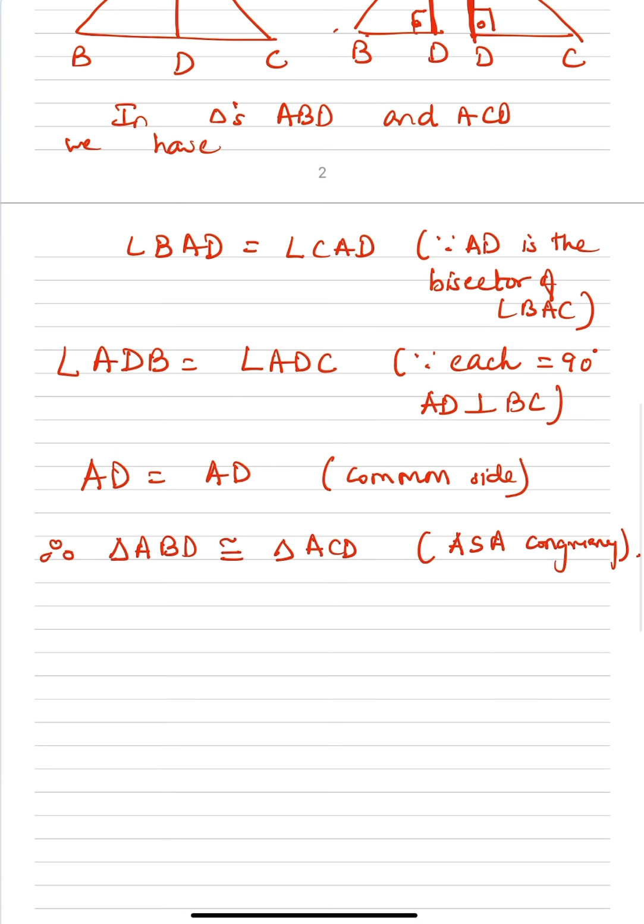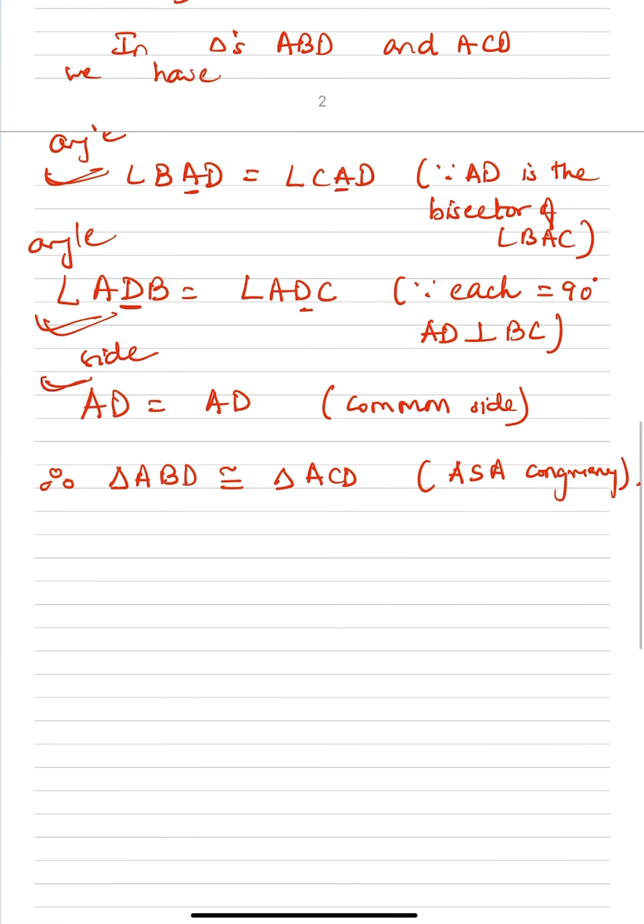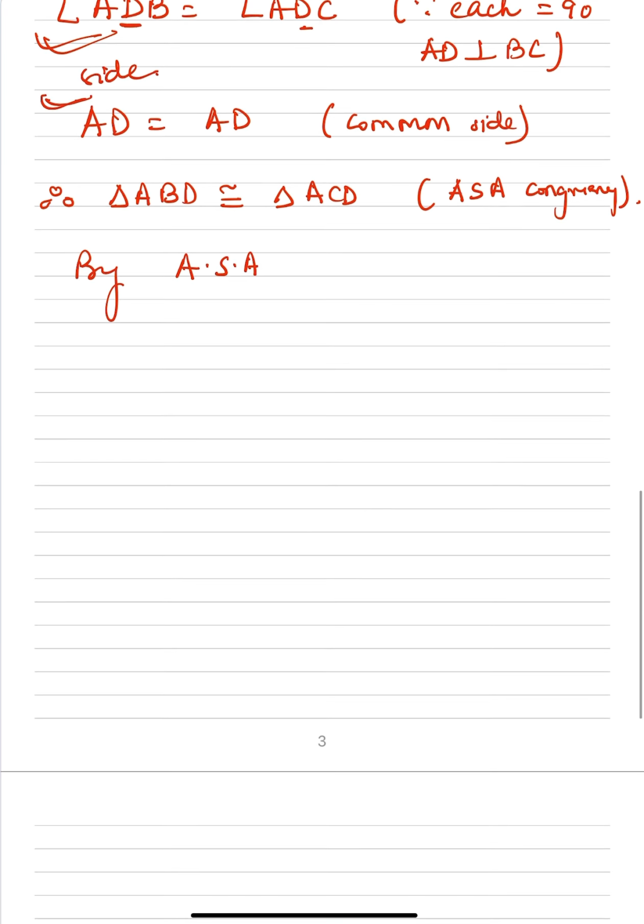How? Here we have proved angle A is equal to angle A. This is an angle. Here D is equal to D. This is another angle, and this is the side. So this is angle side angle, by A.S.A. Got it? And because this is congruent, I will write that therefore AB is equal to AC.